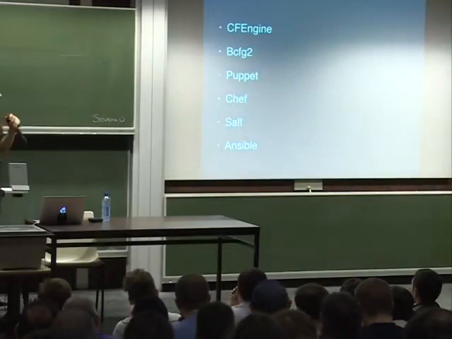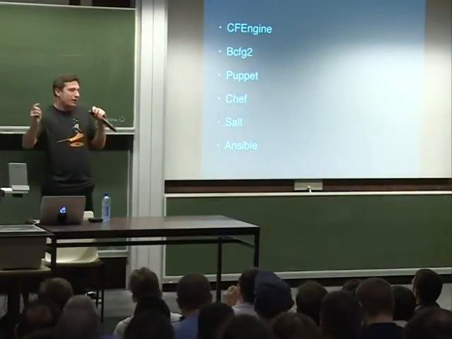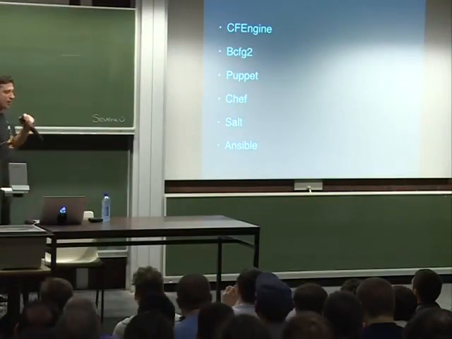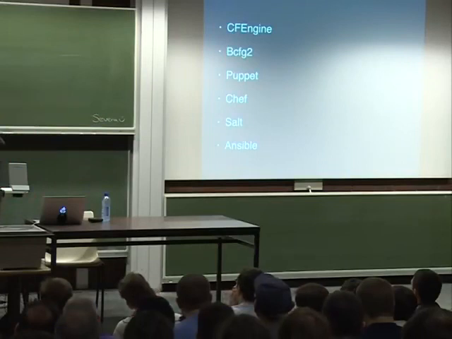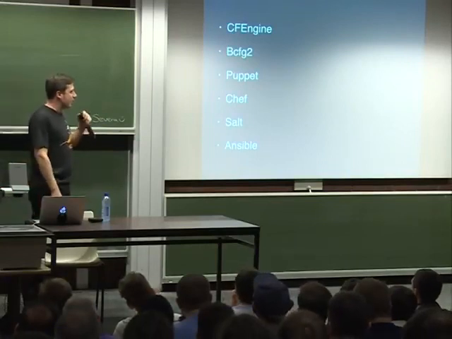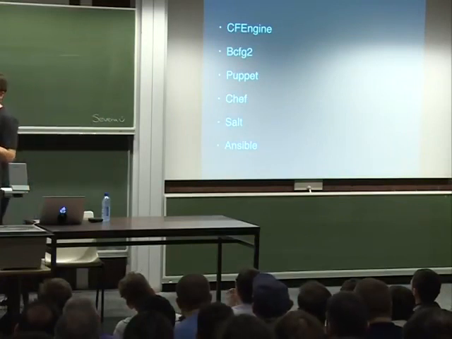Right? So, this talk is going to be, everybody likes to compare these things, like, how are they different? I'm going to talk about how they're the same. Okay? So, I'm going to talk about CFEngine. I'm not going to talk about bconfig because I don't really know anything about it. I'm going to talk about Puppet. I'm going to talk about Chef. I'm going to talk about Salt. I'm going to talk about Ansible. It's all in and out.